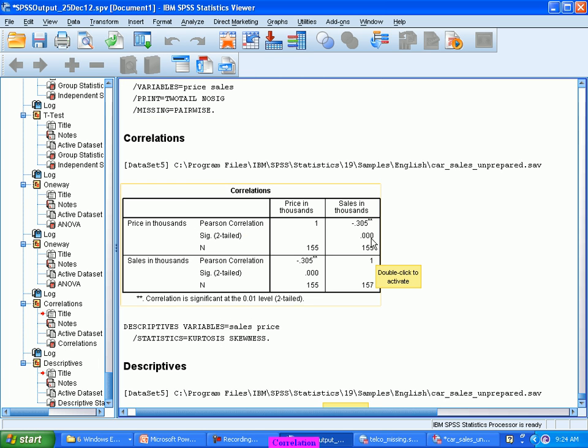This 0.00. No, this is between these two factors, price and sales. Between price and price, the relationship is always 1. The price versus price is the same variable, and the correlation is always 1. The correlation is always taken with respect to another variable. So here, price versus price, the correlation is 1, so there is no need for any statistical significance, because both of them will always move together.